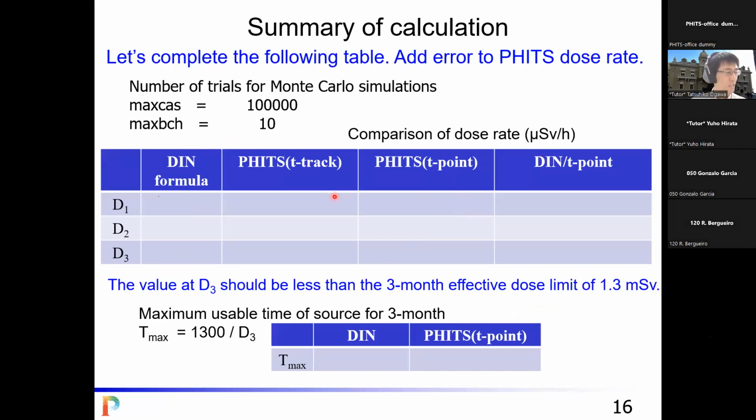And here, please fill out this table to compare the calculated dose rates. We will be taking a 10 minutes break. So before taking break, please quickly fill out this table and let's get conclusion. Let's get the conclusion of the first half of this exercise after the break. So let's have 10 minutes break. Thank you.